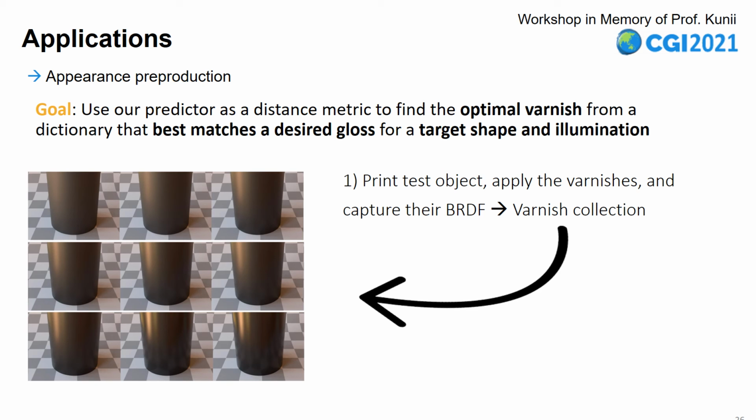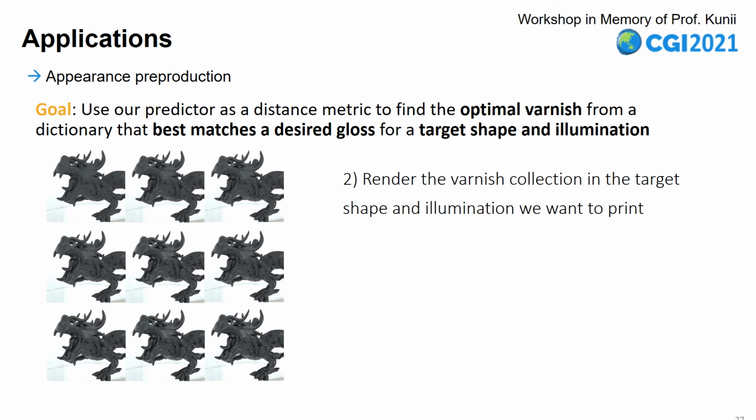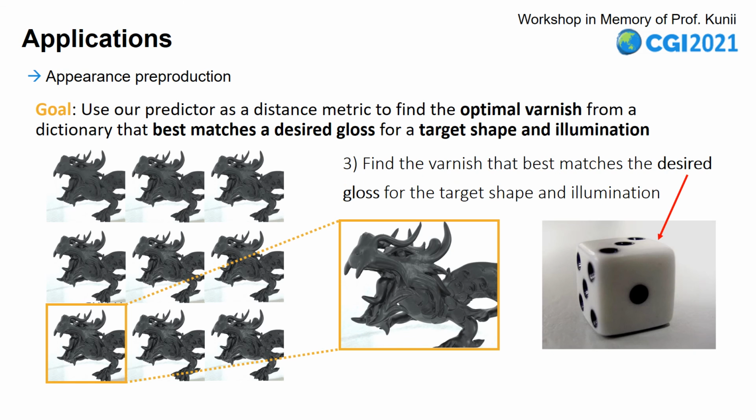We also measure the BRDF for those different varnishes. Then we use the measured BRDFs to render the target object that we are going to print under the target illumination. We want to achieve the desired gloss appearance as shown on the right image indicated by the red arrow. And then we use our predictor to analyze rendered images in order to select the best match between those two images. And then we apply this varnish to the actually printed 3D object.